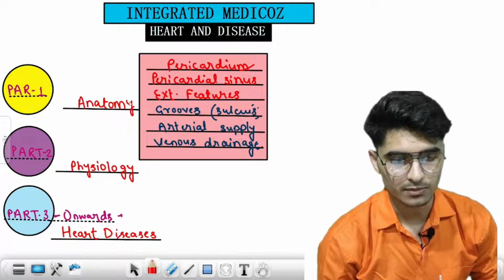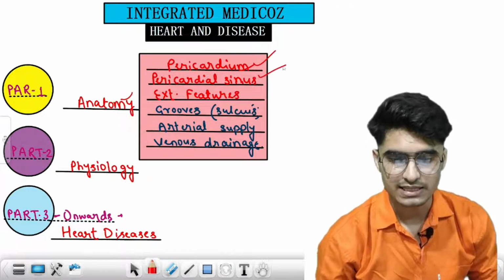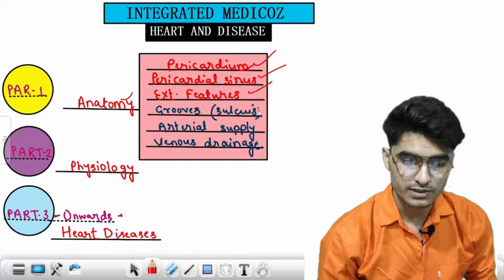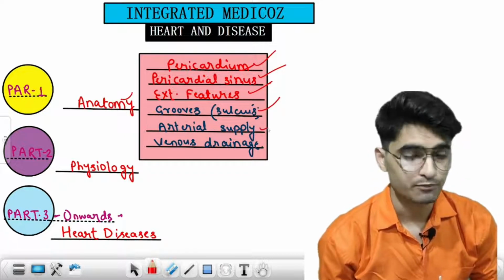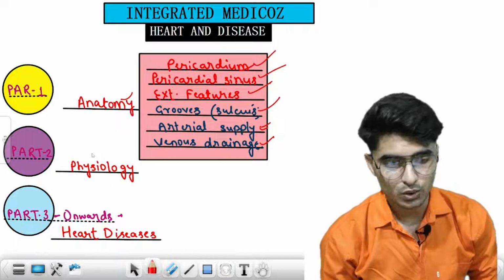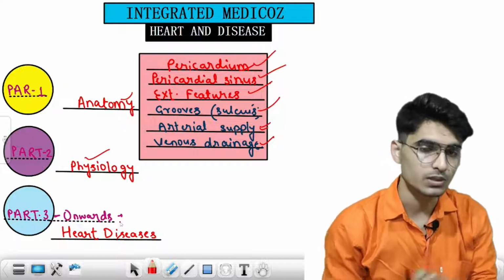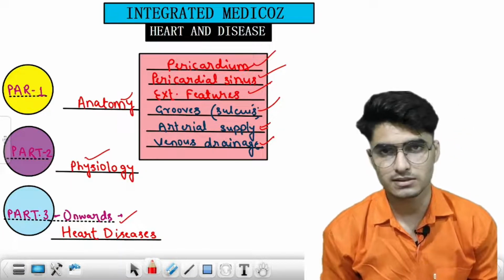But now we will go for part 1 of the heart and disease section, and the first one is the anatomy. We will discuss the pericardium, subsequently the sinuses, the external features, and then the grooves, and subsequently the blood supply, that is the arterial supply and the venous drainage, in part 1. In part 2, we will go for the physiology of the heart, and from part 3 onwards, we will discuss the heart diseases.